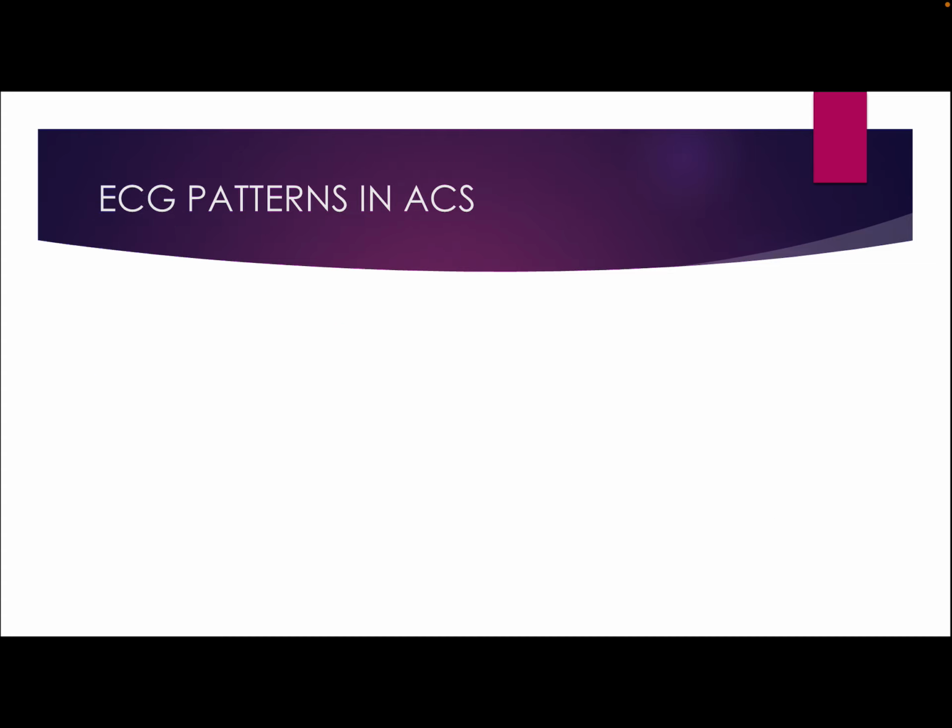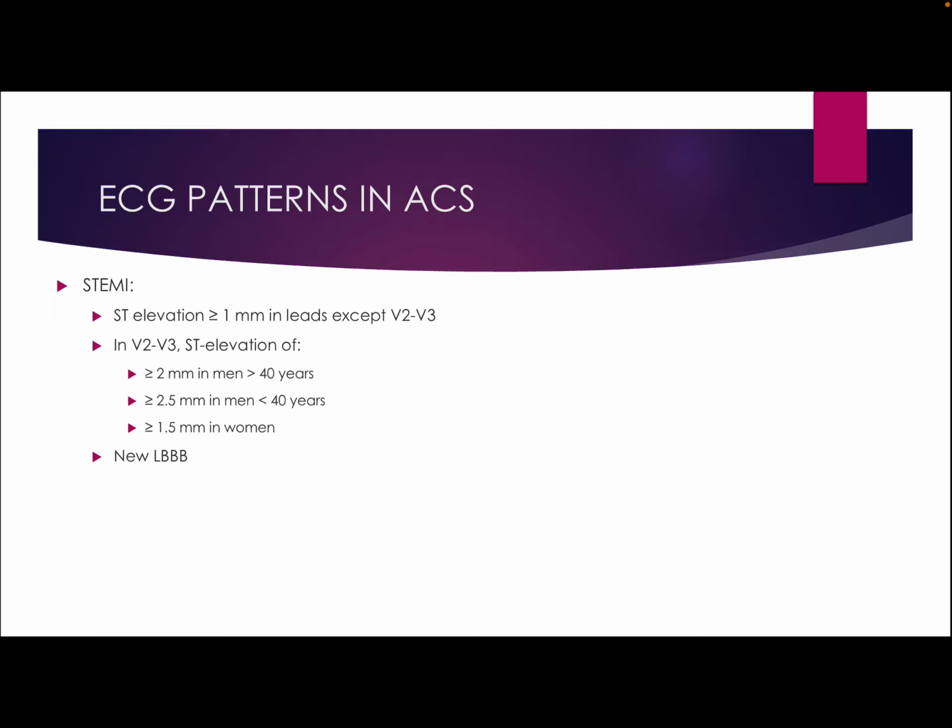Now, when you look at the ECG, what are a few patterns that you can expect in ACS? So in a STEMI, you can expect ST elevation of more than 1 millimeter in all leads, except V2 to V3, where the ST elevation should be more than 2 millimeters in men more than 40 years, more than 2.5 millimeters in men less than 40 years, and more than 1.5 millimeters in women. Also, if there is a new left bundle branch block, that could also suggest STEMI.